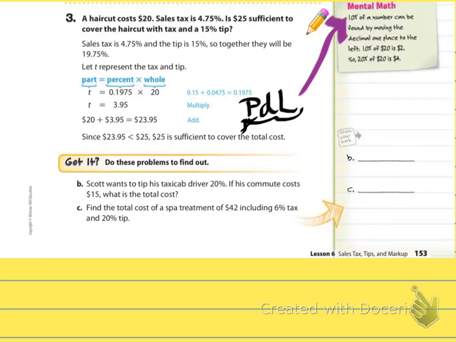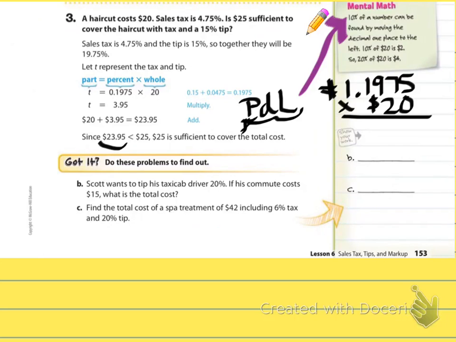I just wanted to show you, if you were doing method 2, you could say 1.1975 times the $20 haircut, and if you plug that into your calculator, you should get the same answer, $23.95, and that's how many of you like to do this now, so I'm showing you that way as well. Also notice the mental math tip. We talked about this in class. There's the 10% rule, and it reminds you how to work that there.